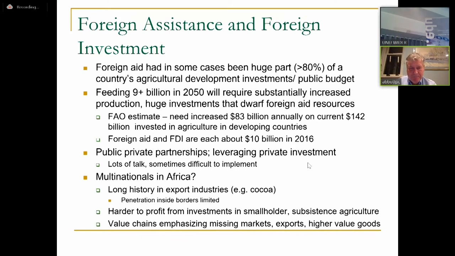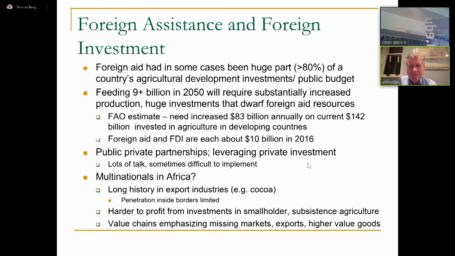In many developing countries, foreign aid has been a huge part of a country's agricultural development budget, the amount of money that government spends and the amount that's invested in agricultural development, at least for public goods. There are numerous cases in Africa where foreign aid can be more than 80% of the agricultural budget in a country. The scare in 2007-08 led to a discussion about whether agriculture can feed the additional more than 9 billion people expected in 2050, and noted this will require substantially increased resources to meet that production.